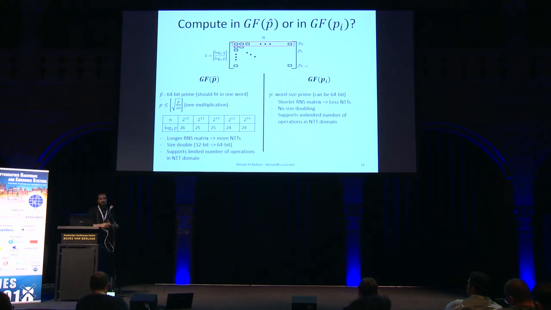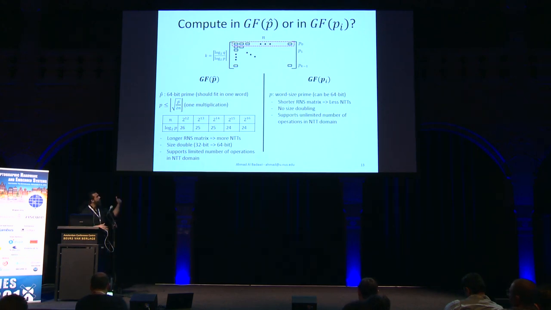And another thing, so here we said that these primes will be, let's say, 32-bit primes. When you choose this 64-bit prime, the storage will double when you do the NTT. So you started with 32, and now you're working with 64-bit, so the storage is doubled.